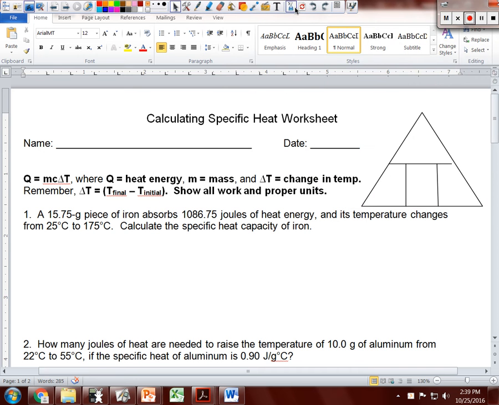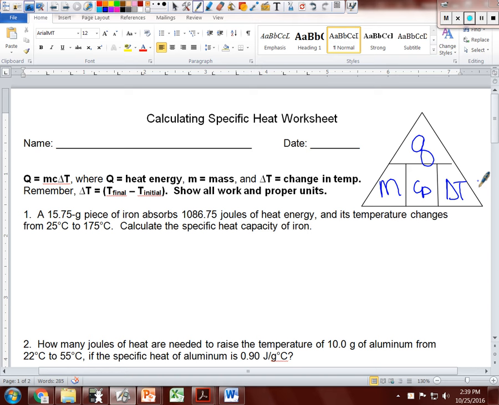So, what you guys should have done in this top corner is you should have plugged in Q, M, CP, and delta T. Does that make sense? Those are the variables. What does Q stand for? Heat energy. Okay, what does M stand for? Mass, CP, specific heat, and delta T is change in temperature.